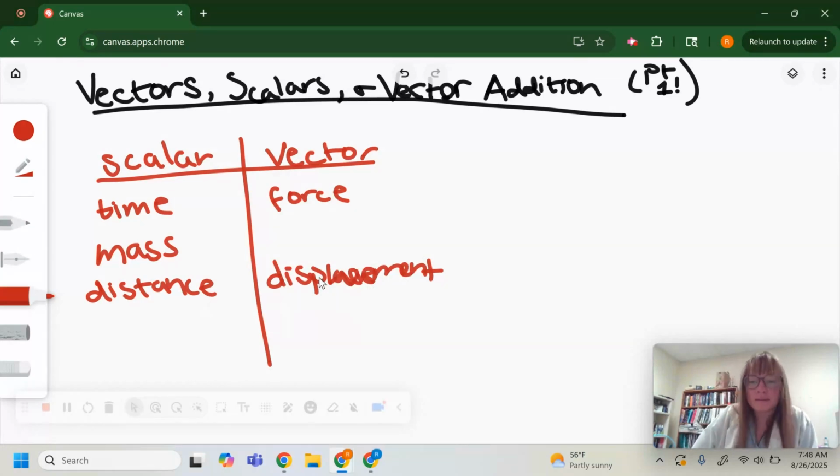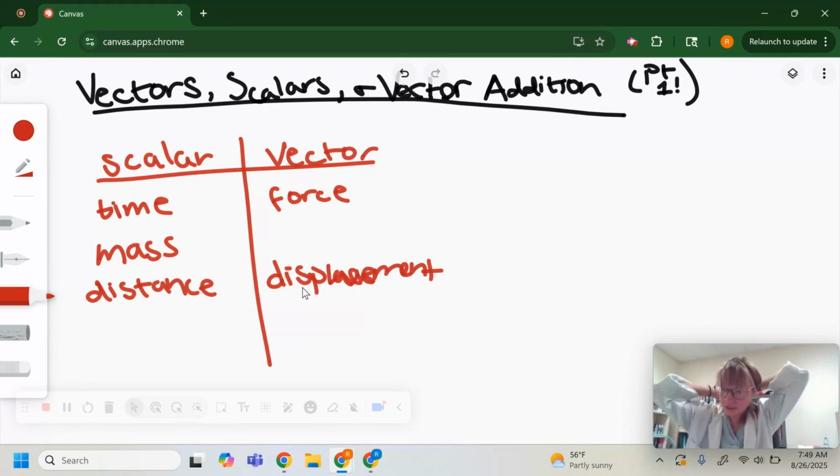Distance and displacement are very similar ways of talking. It's just that in one, we don't account for direction, and in the other, we do. For example, if I said I drove 4 miles, that would be a distance. If I said I drove 4 miles north, then we call that a displacement because I included direction.